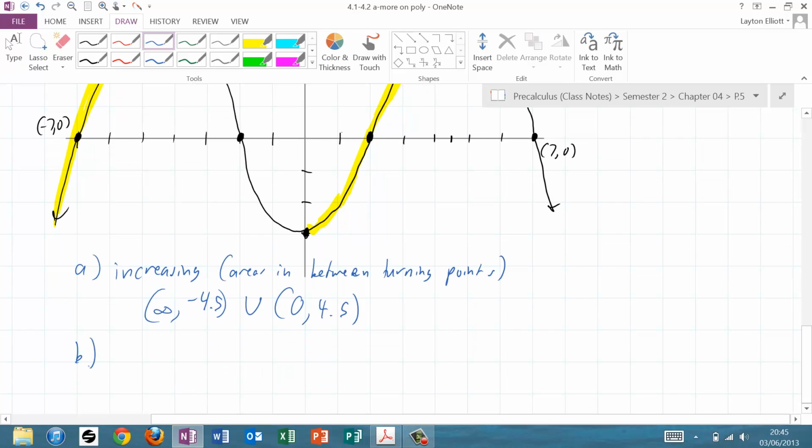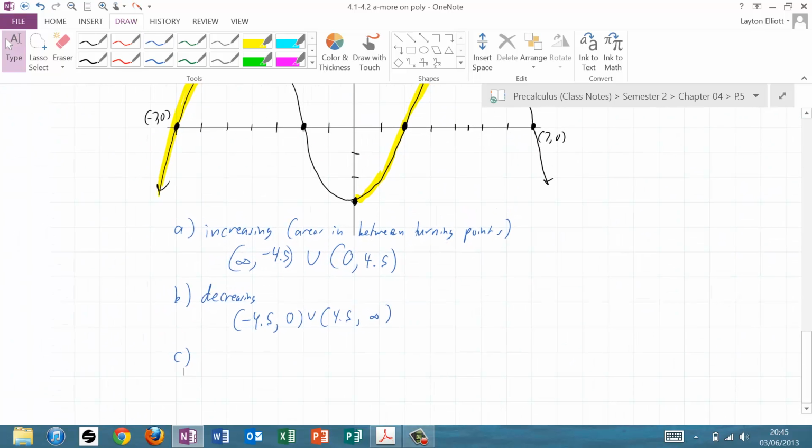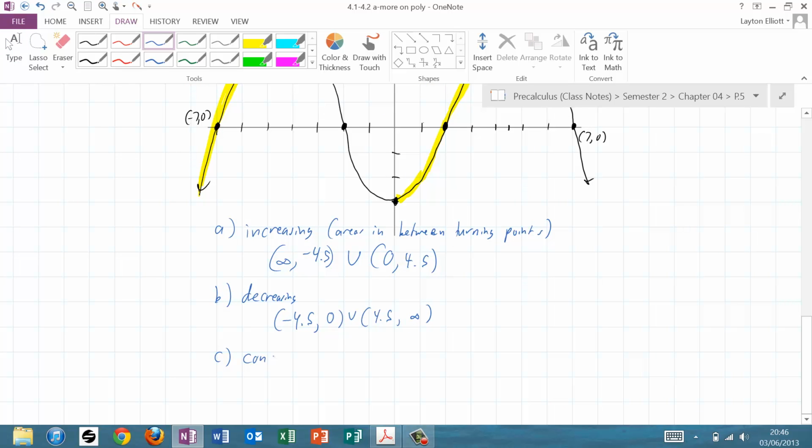My decreasing regions would be the opposite of those. It'd be from negative 4.5 to 0, and then from, union, 4.5 to positive infinity. Okay, then we look for concave up regions. So my next one is going to be, where is it concave up?